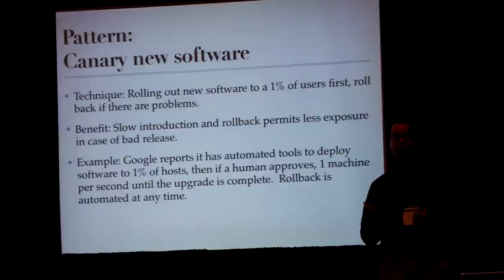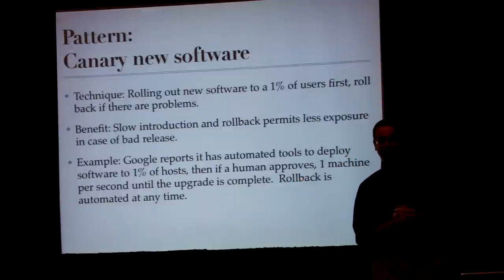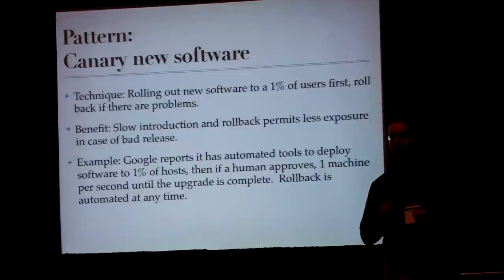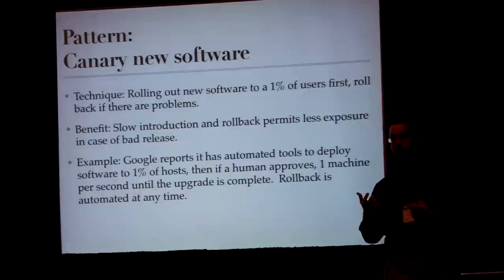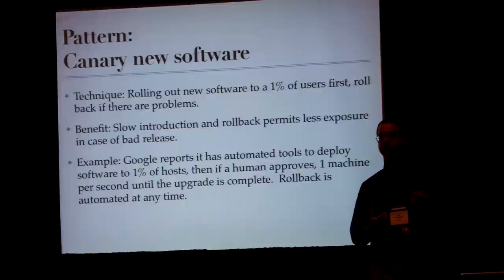We do a canary, which means 1% of the web servers are upgraded, and then we watch the logs and make sure that people are still getting their service. And then if that is successful, we start upgrading one web server per second until they've all been upgraded. And at any time in this process, if the canary dies, if our monitoring says queries are coming back with a 500 error, then we begin a rollback process.